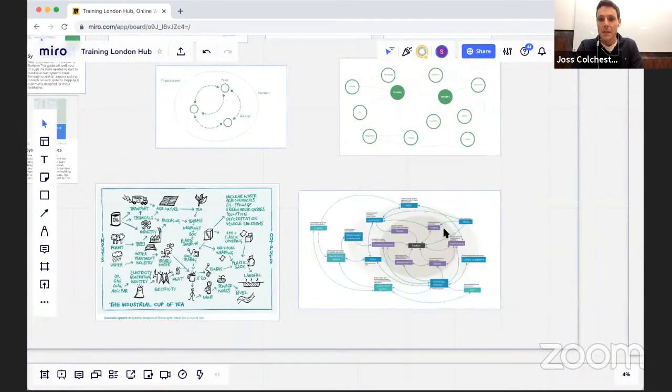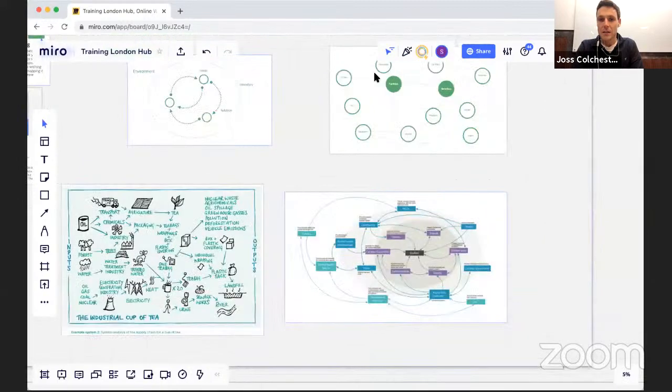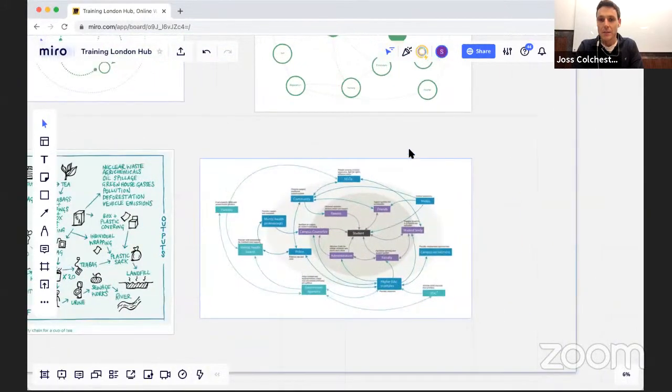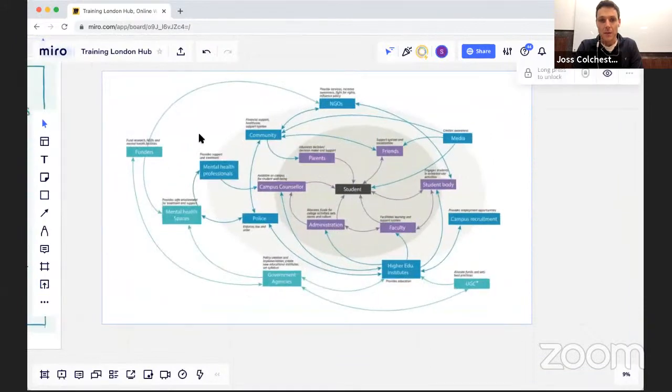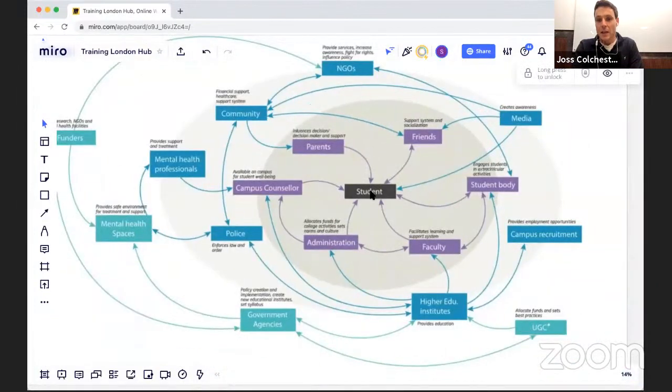Down here is another simple example of a systems map. This is actually from the people who lead our Mumbai hub. They mapped out, there's a big issue in India around student depression in higher education and student suicide. So they were thinking about what are the factors that affect the students in higher education.